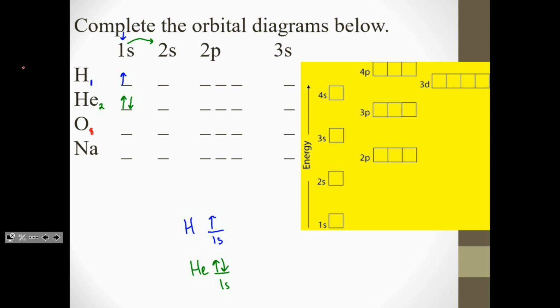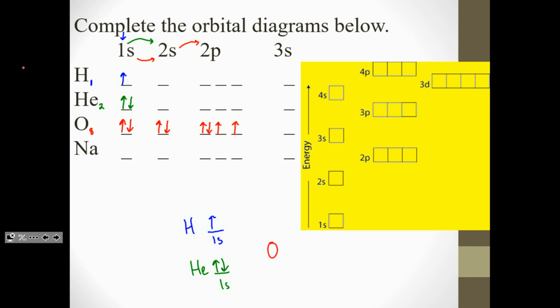Oxygen is element number 8. So I need 8 arrows, 8 electrons. 1s up and down. I can move on to 2s, and I have to fill in up and down first before I move on to 2p. Now, Hund's rule says that I have to give everybody a piece of candy, so this would be 5th electron, 6th electron, and 7th electron, before I go back and fill in my 8th electron.